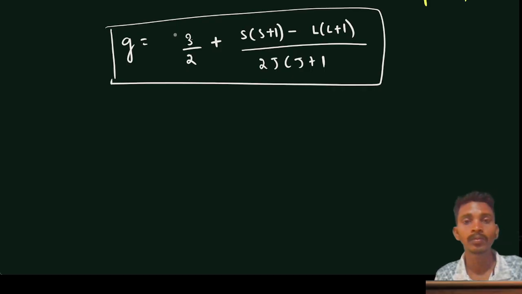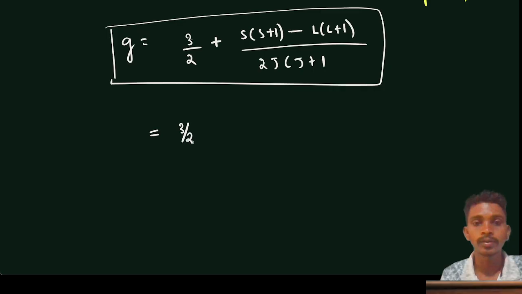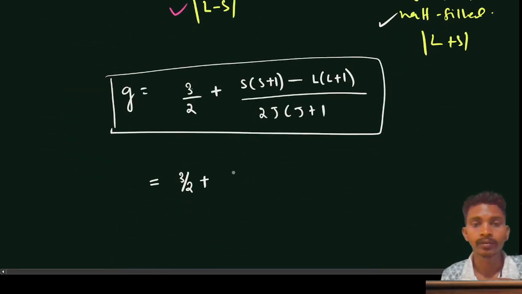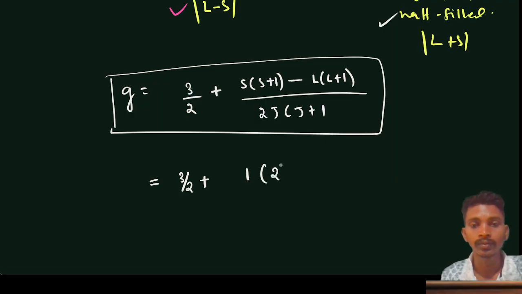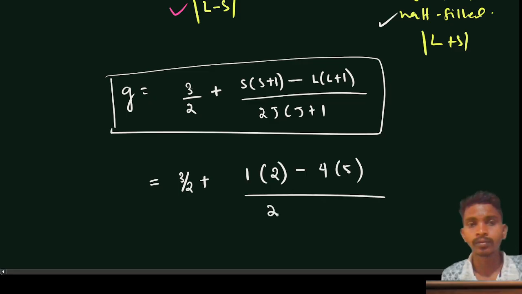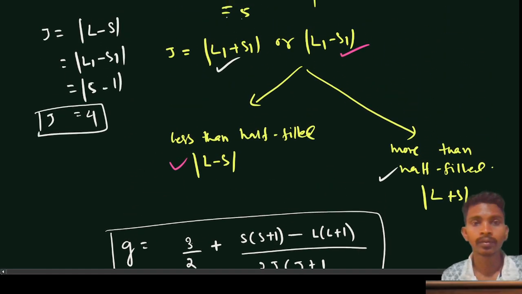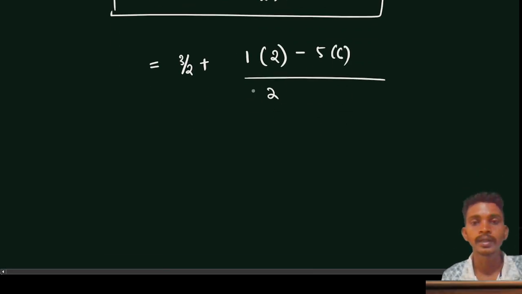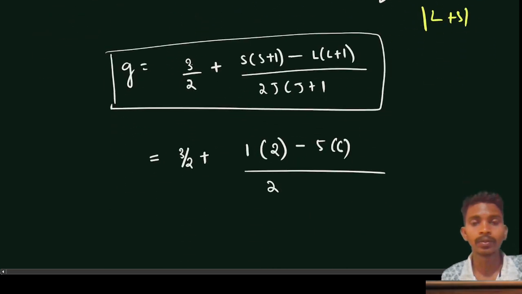So 3 upon 2 plus S(S+1), in the middle a negative will come, after that L(L+1), 2J+1. Here S value is 1, so 1 plus 1 is 2, and L is 5, so 5 plus 1 is 6, and J value is 4, so 4 and 4 plus 1.